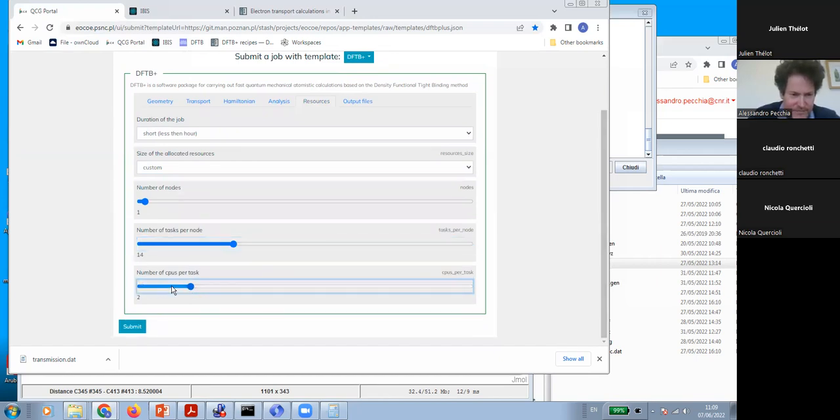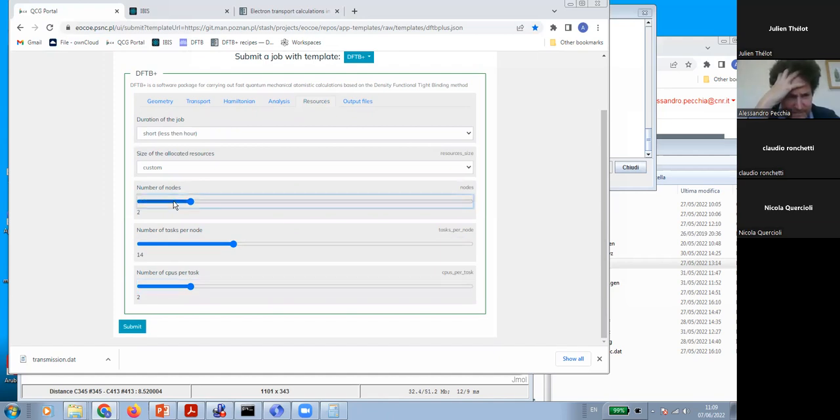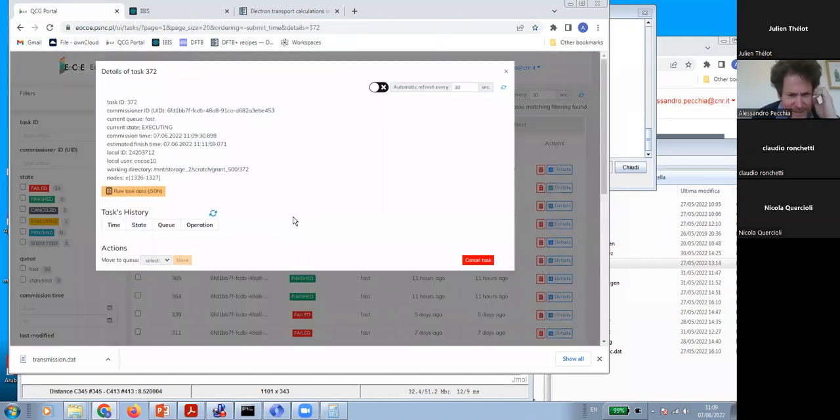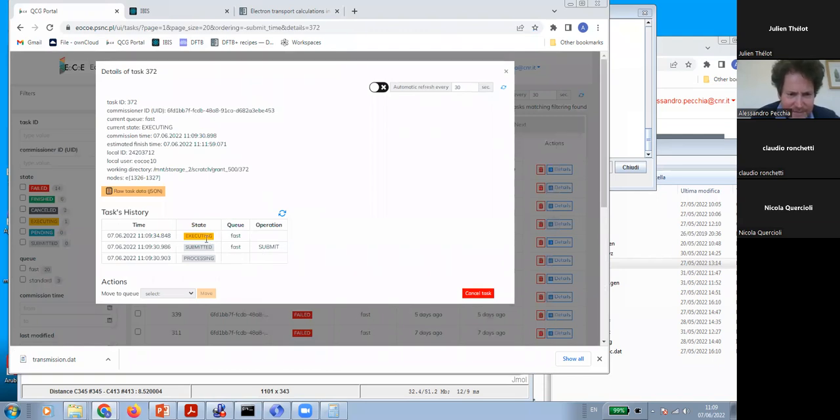If you like, you can try two nodes, maybe it runs faster. Let's try two nodes. Okay, so submit. Yeah, good. If some error appears, click again on submit until you see the blue message, job successfully submitted, and you can go and check that it is executing. Hopefully it should finish in a few minutes, and that should be auto-refreshing.